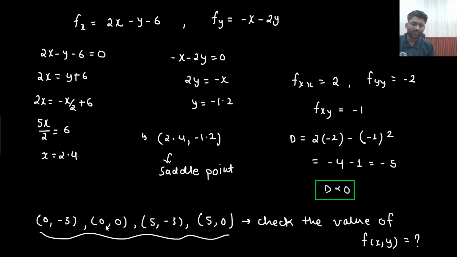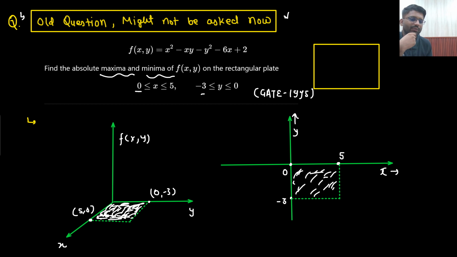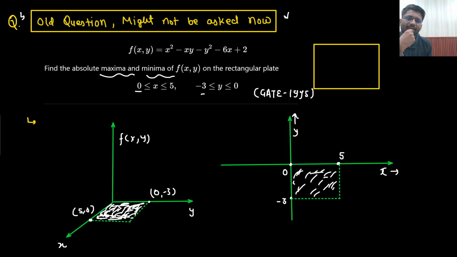So these are the 4 points of consideration, and along with that 0 comma 0 also came into action. Similar boundary points I would do with respect to y as well. The value of y is given from minus 3 to 0. So if y is 0, then x is a variable.